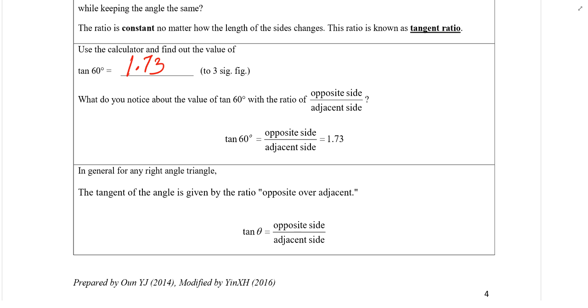For 60 degrees, and this is what you need to know, tangent 60 degrees is a ratio. It is the ratio of the opposite side over the adjacent side. Opposite here over the adjacent. And you will always get 1.73 as shown in your calculator. It doesn't matter the size of the triangle.